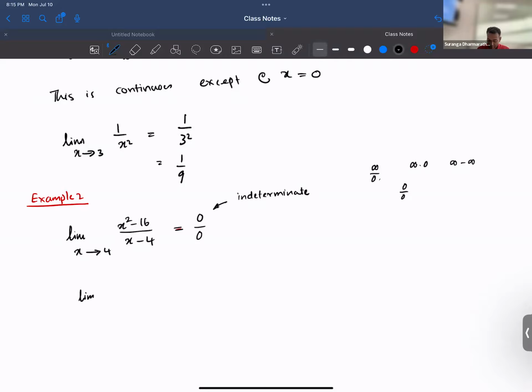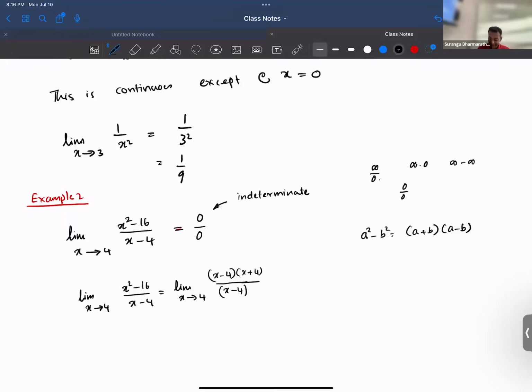X minus 4 and x plus 4. Yes, right? Difference of squares, right? We can write it like a squared minus b squared equals what? A plus b times a minus b. Remember that? Okay, so you can write x minus 4 times x plus 4 divided by x minus 4.